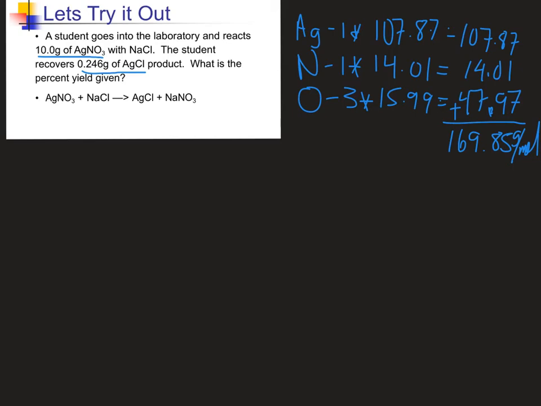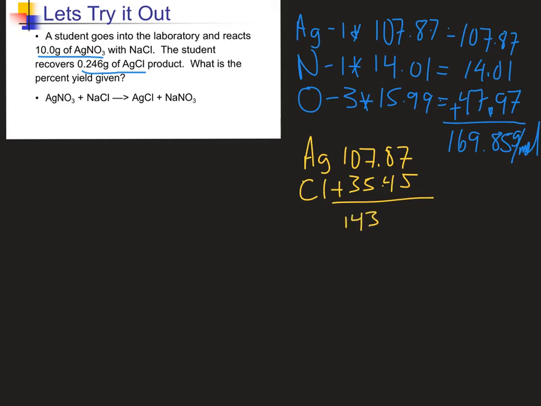And silver chloride should be pretty simple. I get to use a 107.87. Chlorine is, because it's 1, I'm just going to not do that multiplication. 35.45, and then just add them together. After adding them together, I get 143.32 grams per mole of silver chloride. Make sure I label everything so I know what I'm dealing with for everything over here.